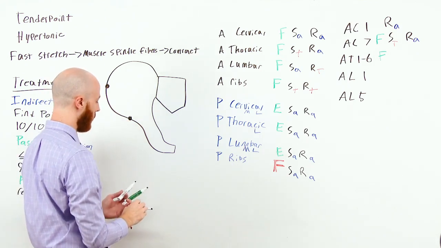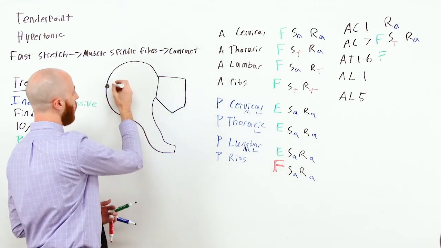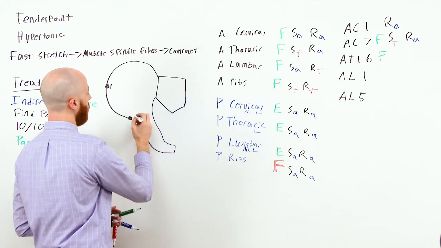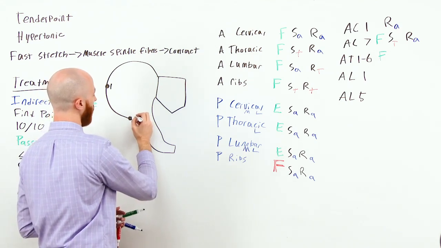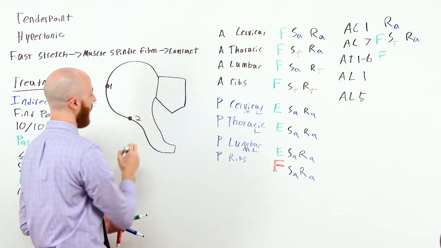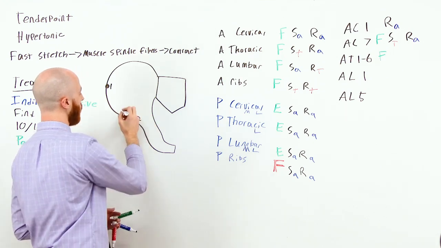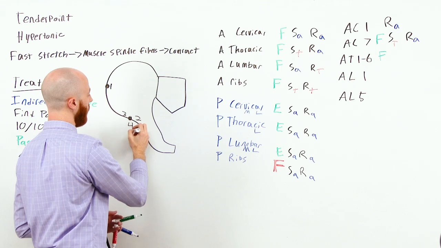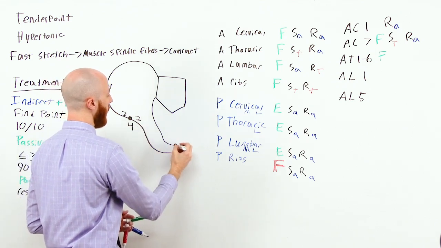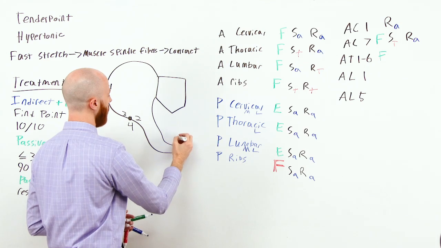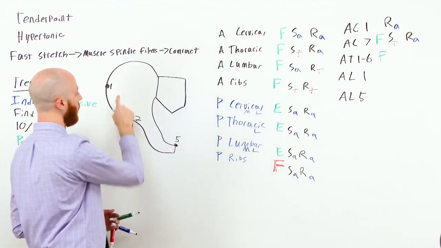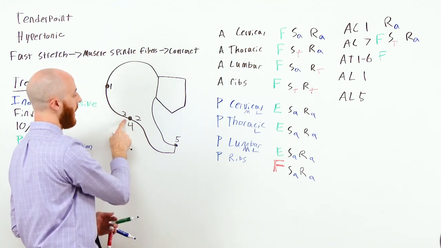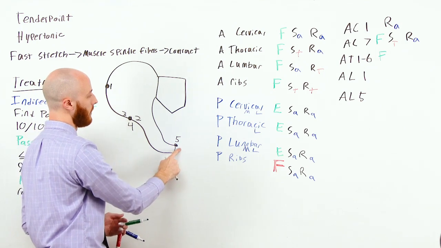So when I'm palpating these structures, AL1 is going to be located at the ASIS. Point 2 is going to be located medial to the AIIS. Point 3 is lateral, and point 4 is inferior. Point 5 is located on the pubic tubercle. So 1, 2, 3, 4, 5: ASIS, AIIS, pubic tubercle.